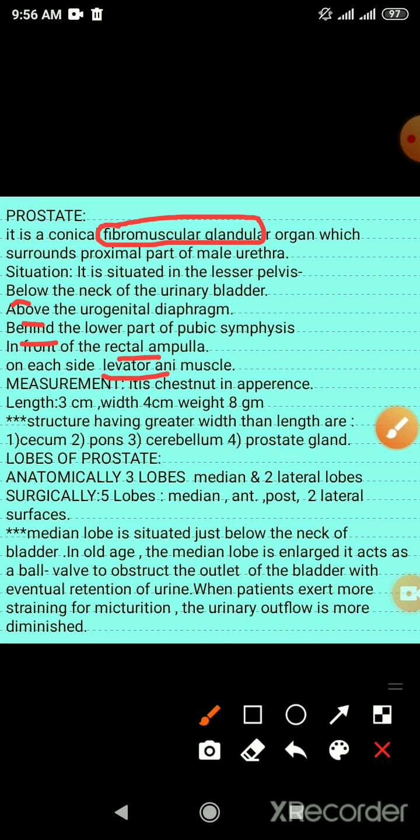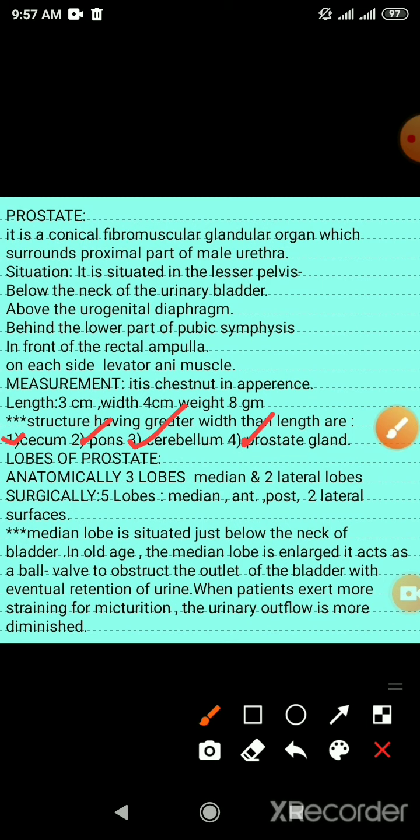The shape of the prostate is chestnut, and the weight is about 8 gram. The length is 3 centimeter and width is 4 centimeter. And look at that, the width is greater than the length. In your body, we have several structures which have greater width than length. These are the cecum, pons, cerebellum, and prostate gland.